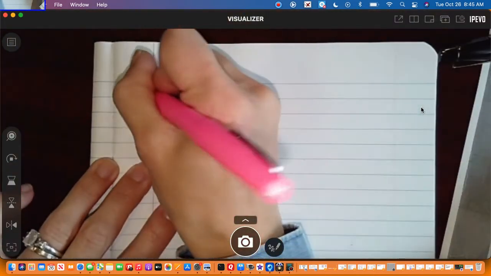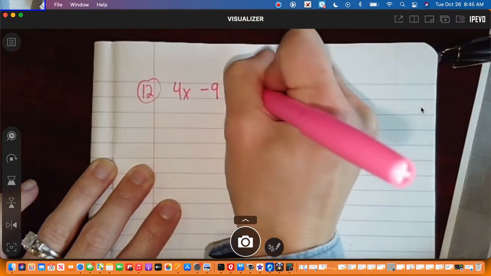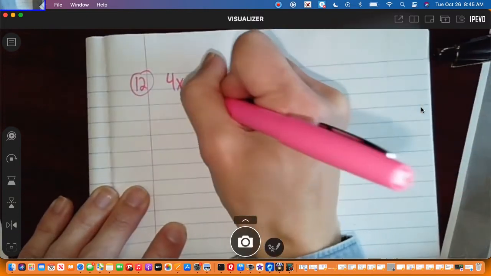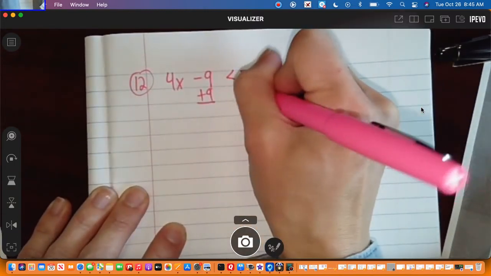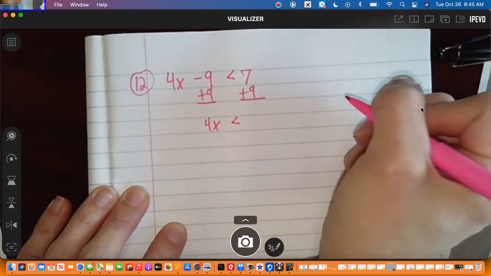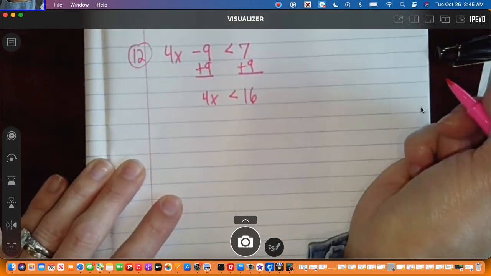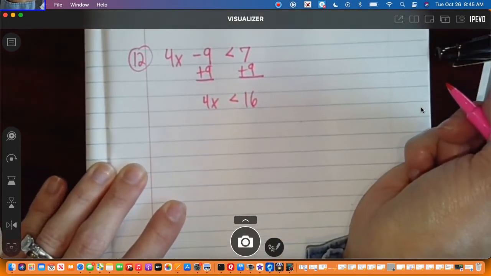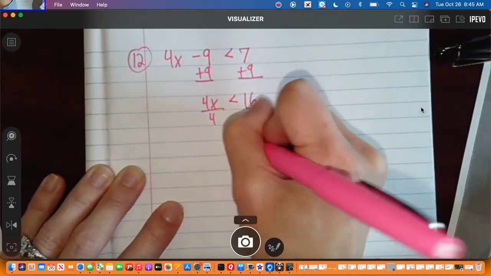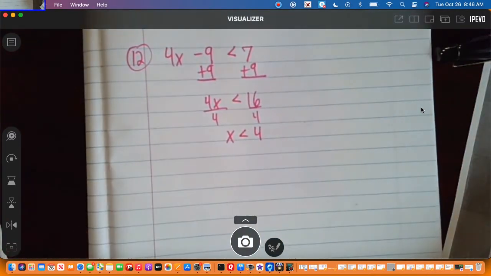Number 12. 4x minus 9 is less than 7. Several steps on this one, or 2, right? We are going to, Chloe said, add 9 to both sides. Okay, so I have 4x is less than what? 16. Yes, ma'am. Then what do we do? Divide by 4. So I get x is less than 4. And that's all you have to put for your answer.